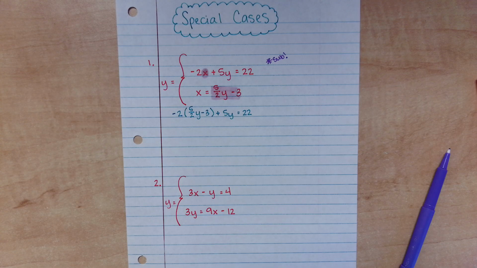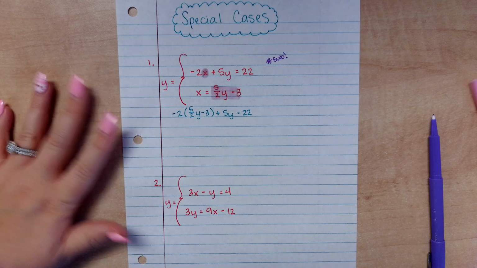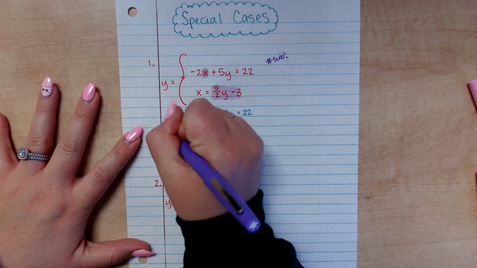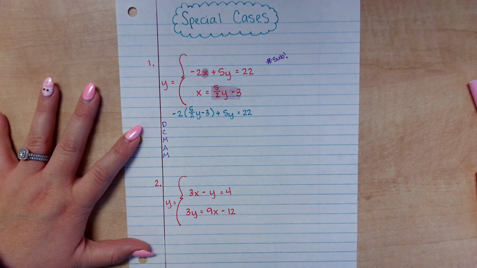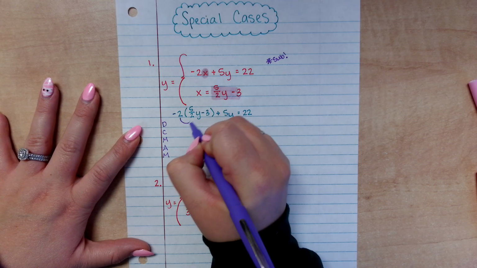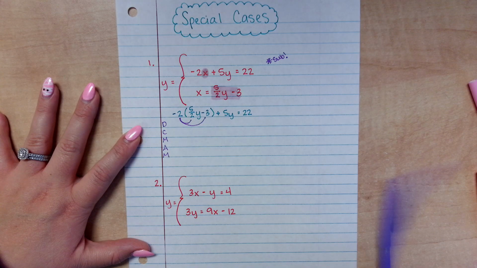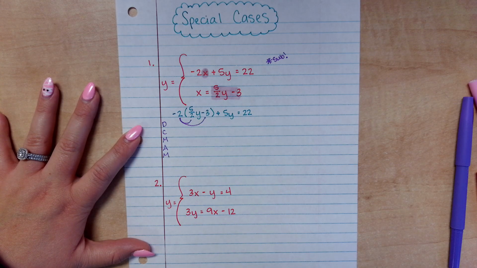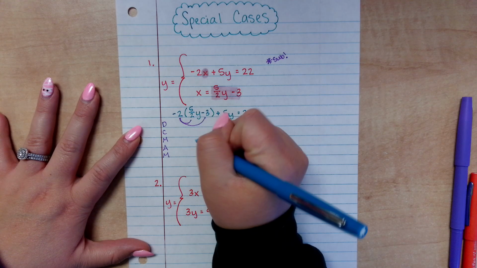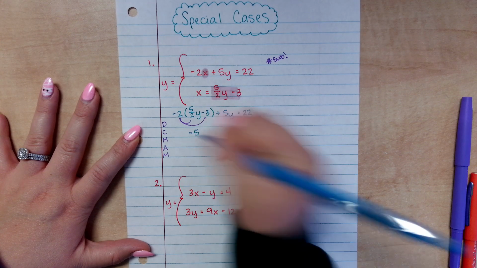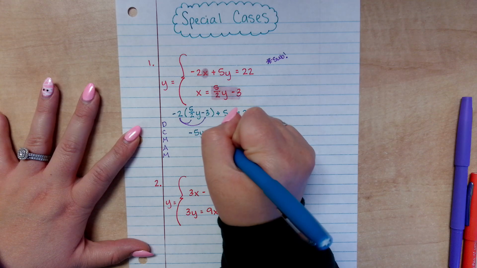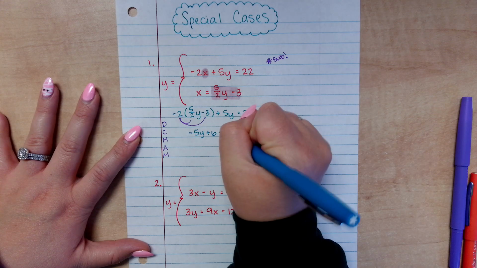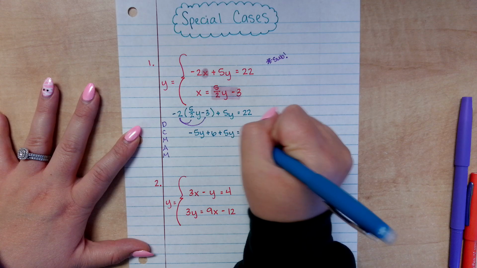Okay, so now I get to go through the don't call me after midnight strategy. I'm going to write that down. Don't call me after midnight, where I do have to distribute. I need to share this 2 to everything that's on the inside. So then negative 2 times 5 over 2 is going to create negative 5y. Negative 2 times negative 3 is going to create positive 6. Bring down that 5y equals 22.